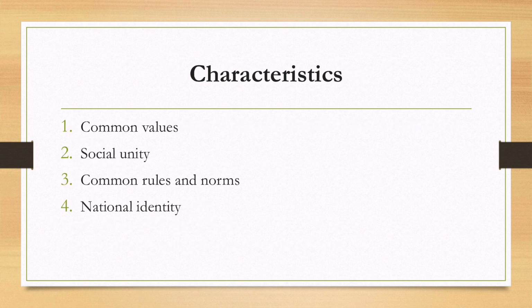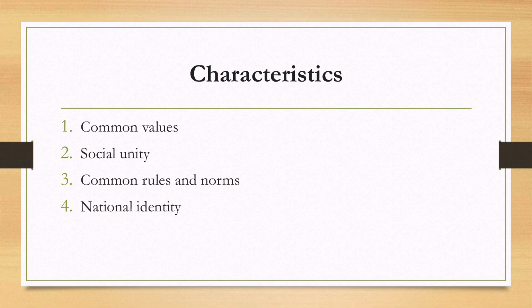Next, we will move to the characteristics of cultural uniformity, and the first one is common values. People in society share certain common values and beliefs that guide their behavior and actions. These values may include honesty, respect, discipline, cooperation, kindness. Common values help people to understand what is right and what is wrong in the society. For example, most people believe that speaking truth and respecting elders are good values.